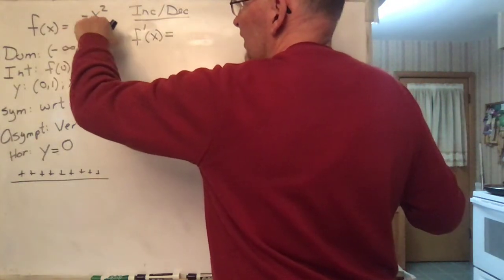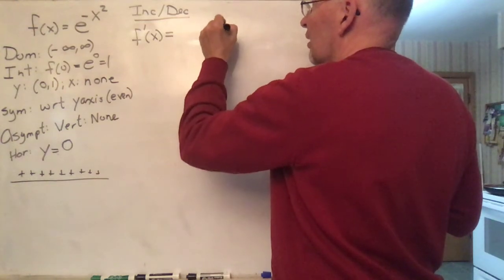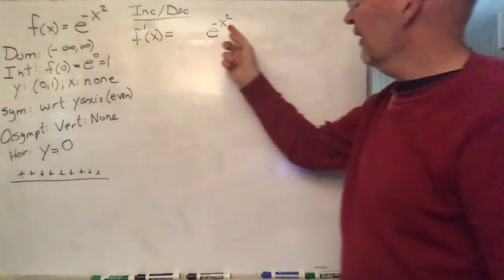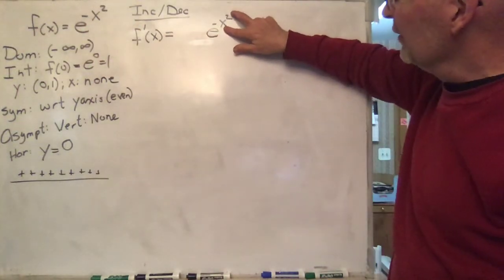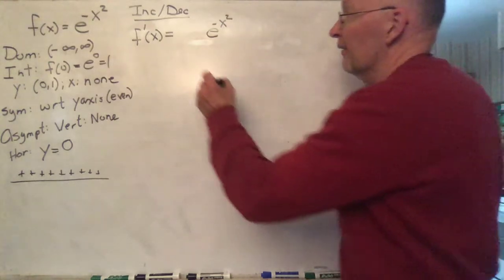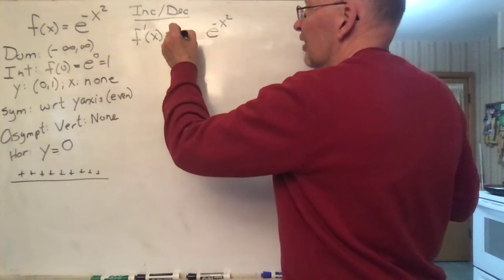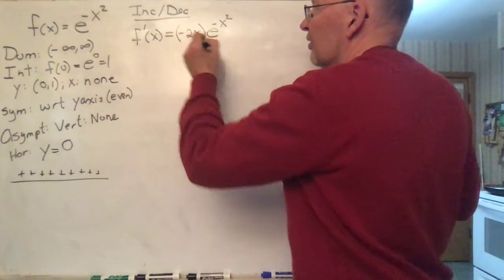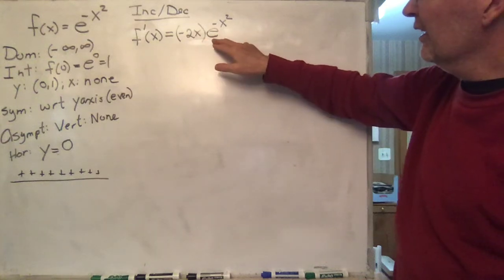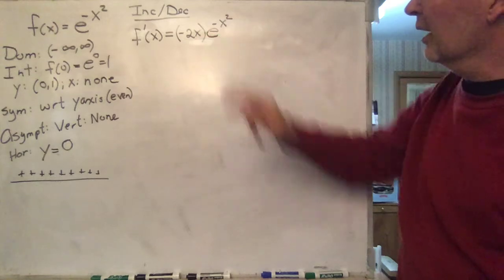The derivative of e to anything is e to that thing. The derivative of e to anything is e to that thing times the derivative of that thing. So I have to take the derivative of negative x squared, and I left a little space for it out front. The derivative of negative x squared is negative 2x. So there you go, there's your chain rule. The derivative of e to anything is e to that thing times the derivative of the top of that thing.